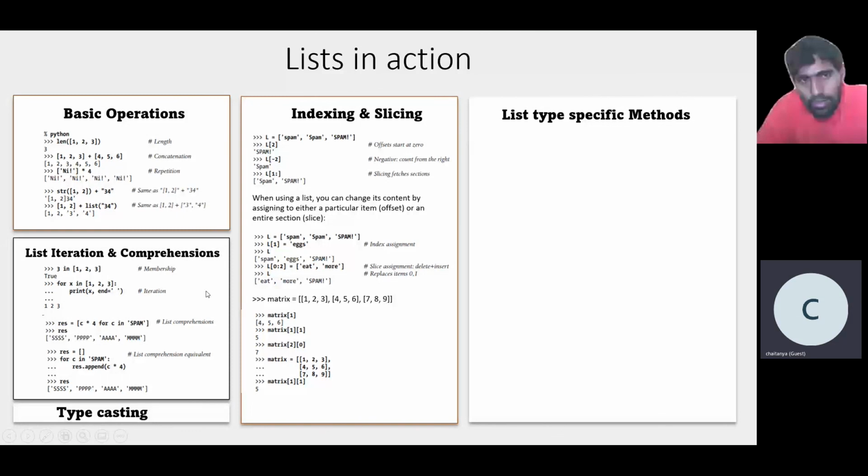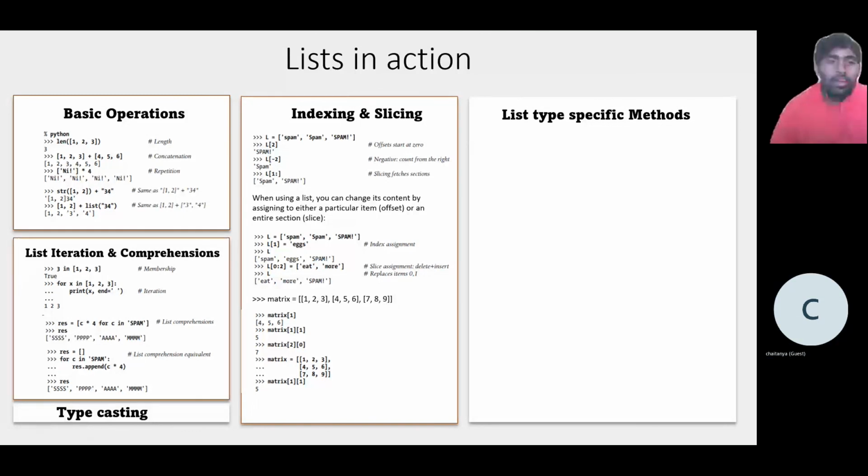Next is the most important topic. This is specific to list, though comprehensions are there for other objects also. So this is list iteration and comprehension. Iteration means repeating the same thing until it is completed. That's the iteration. Comprehension is using iteration to do some operation.